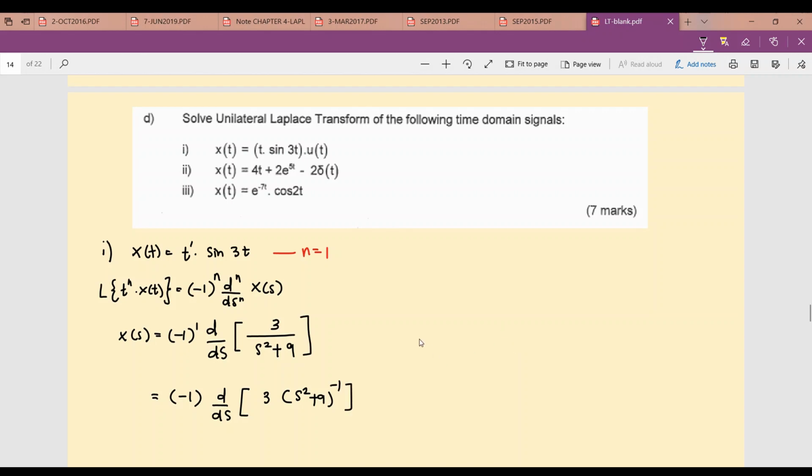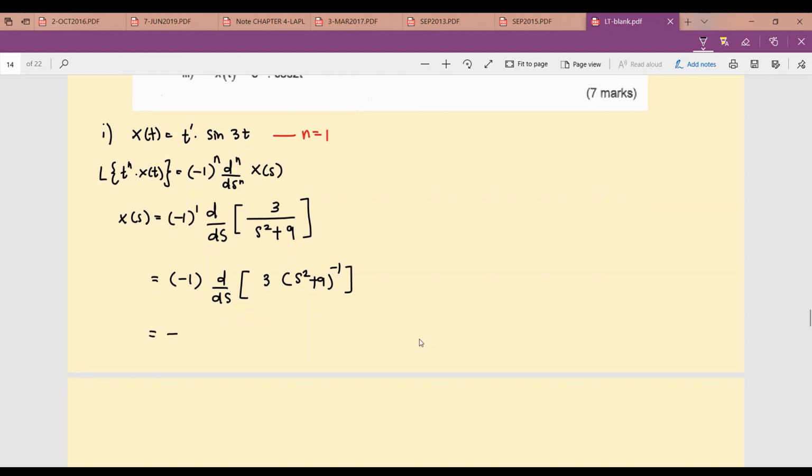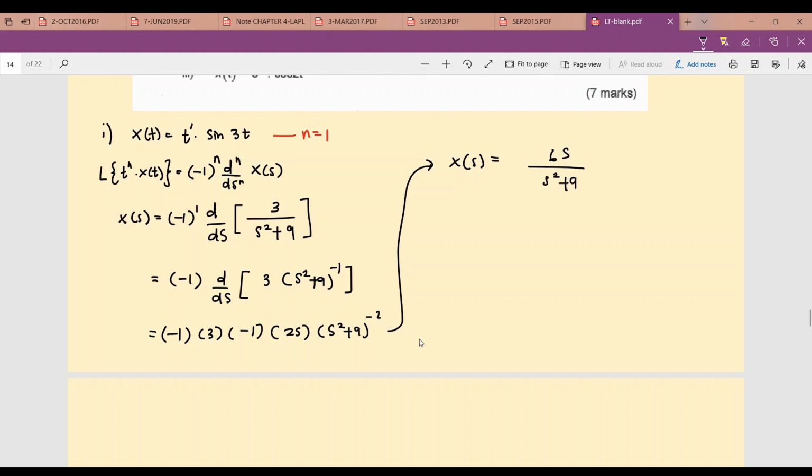Right. And then, when you want to differentiate this one, the negative 1 comes to the front. And then we differentiate inside the bracket, which gives 2s. And then the power minus 1 gives minus 2. Okay, so I continue here. X(s) is now equal to negative times negative, positive. 3 times 2s is 6s. And the rest has power negative 2, so we bring it back down: (s squared plus 9) squared. Okay, so this is the answer for number 1.